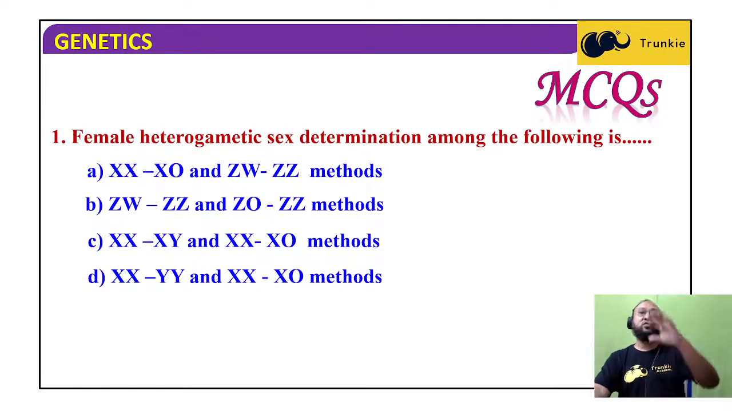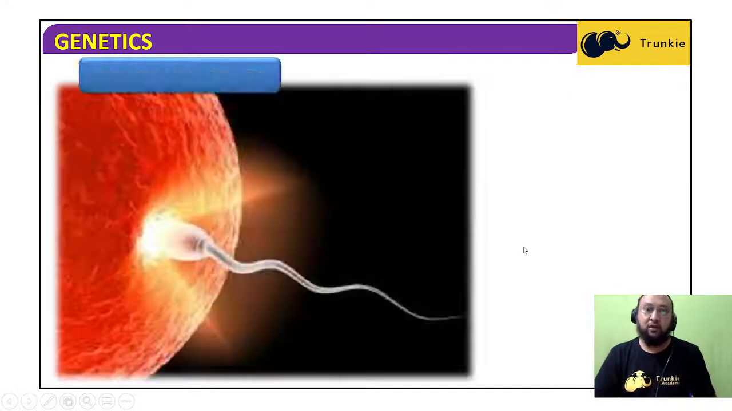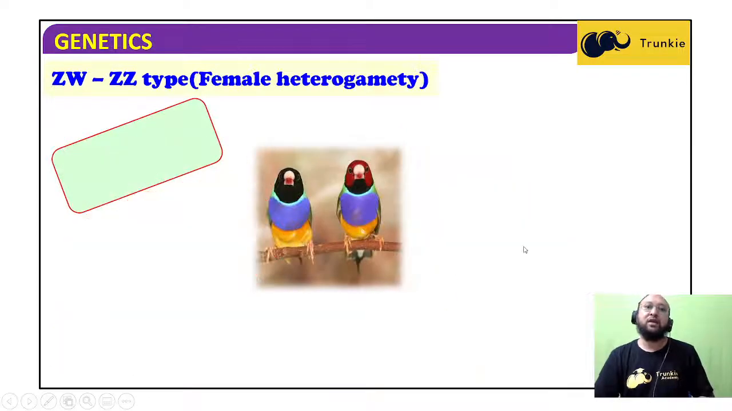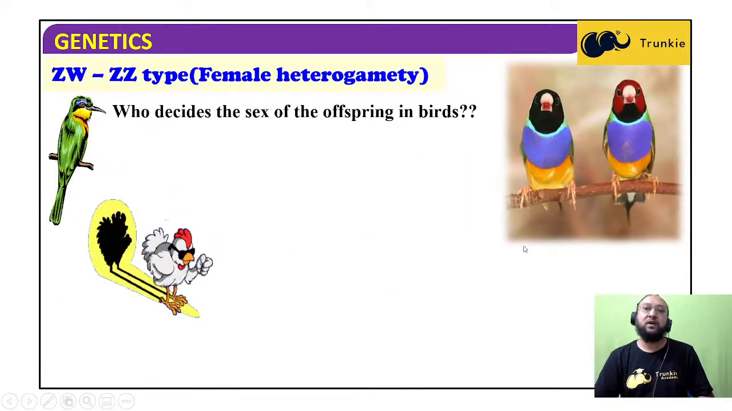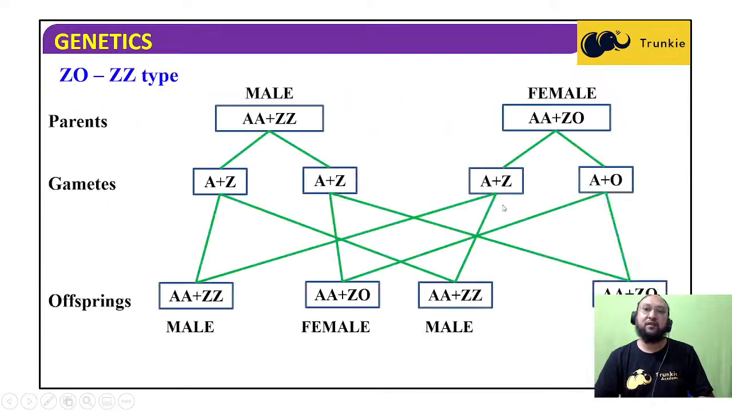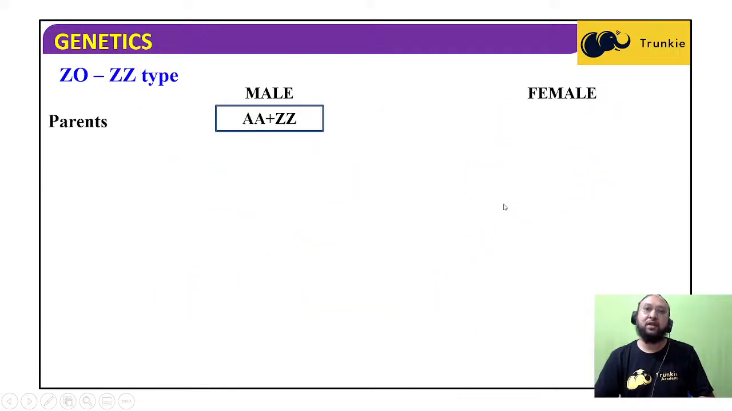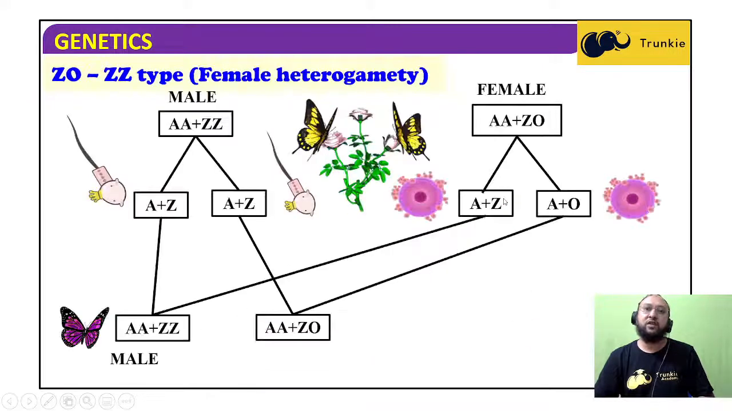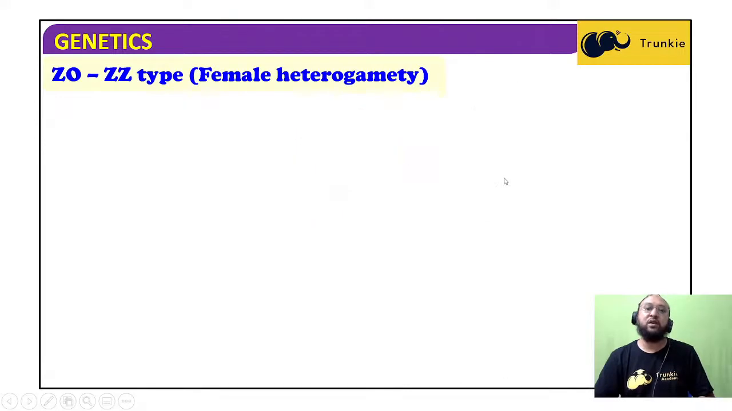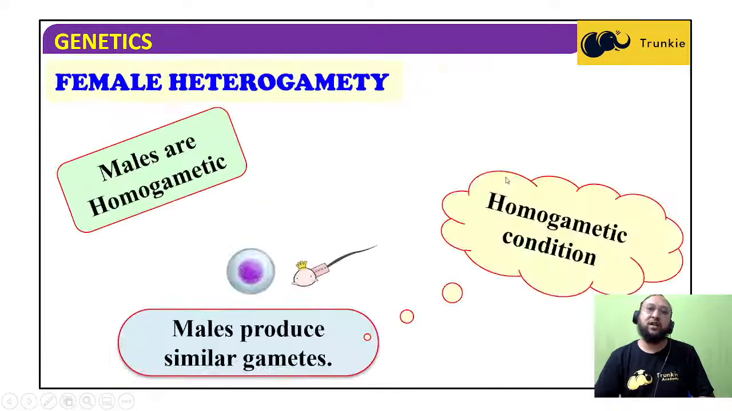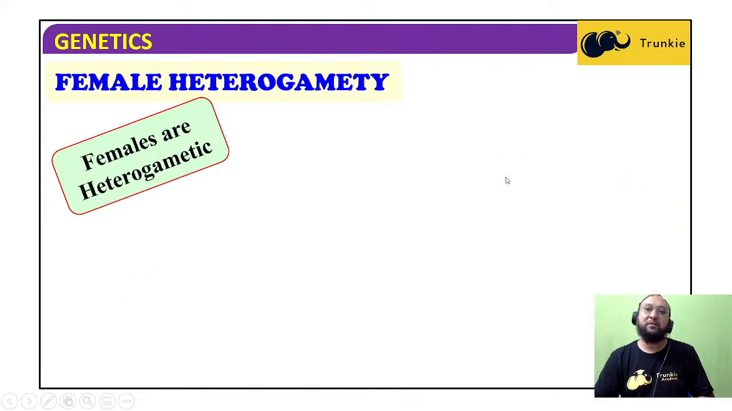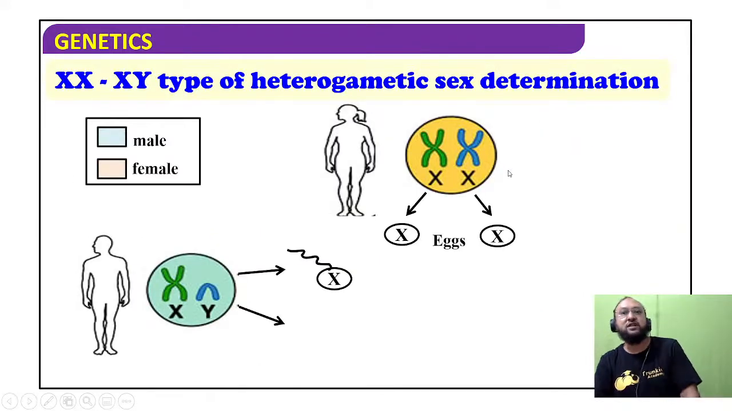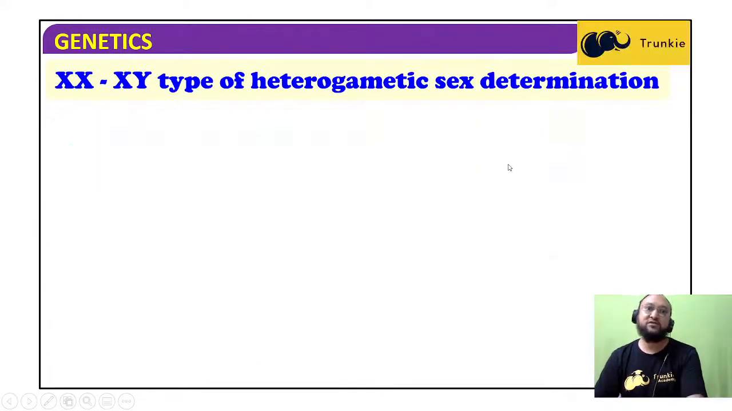Now I will quickly recap what we have studied. I told you how the sex is determined. While determining the sex, it is very important whether the females or males are heterogametic or homogametic. In the case of human beings, it is very simple: males are heterogametic and females are homogametic. But in the examination, please remember that all these three types, Z0 and ZW, are also asked.